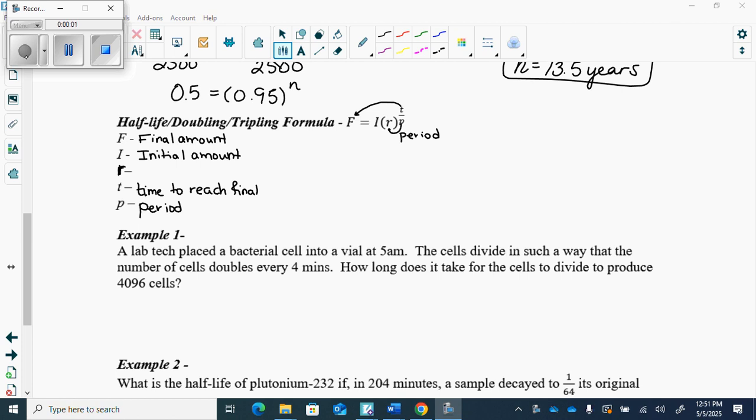T is time to reach final, P is the period. They have to be in the same unit. So if one is in minutes, the other one has to be in minutes, okay? R is your rate.